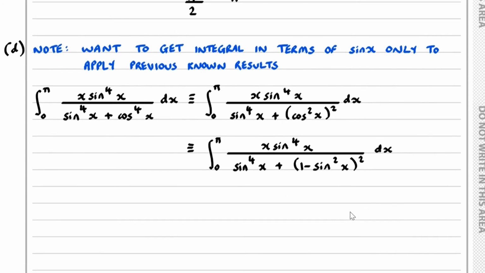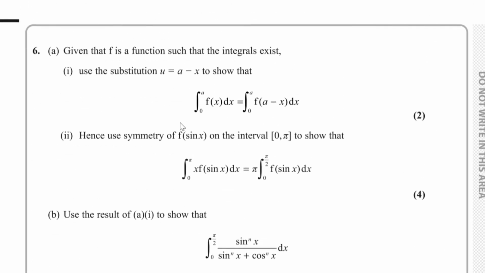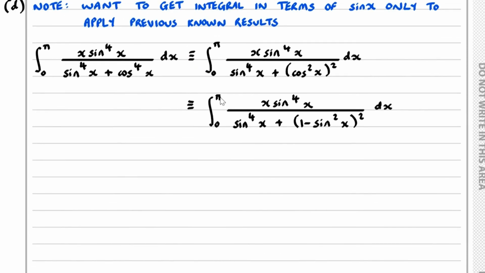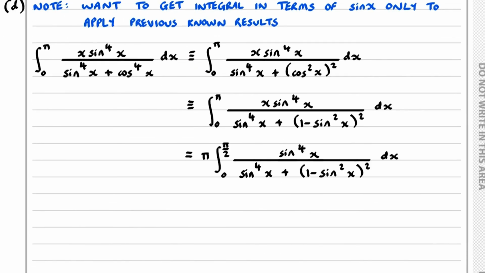And now we can apply previous known results. What I can do over here is apply the second part of part A. I've got x times a function of sin x with respect to x integrated between 0 and pi, that's what I'm doing. That's equal to pi times f of sin x with respect to x between 0 and pi over 2. So, using the second part of part A, we end up with this result here.